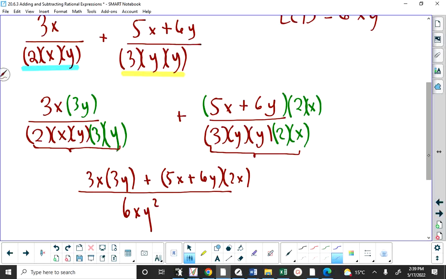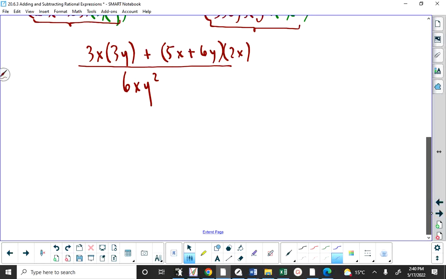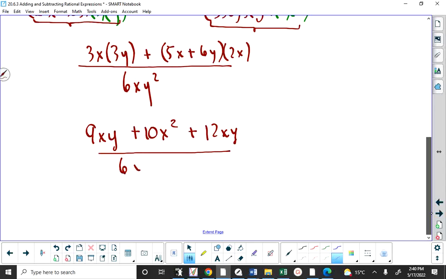The golden rule here now is you multiply out and simplify the numerator, but you're doing so in the hopes that when you get to the end of that simplification, you can factor it. Okay, but you can't see if it's factorable until you clean this mess up. 3y times 3x is 9xy. 5x times 2x is 10x squared. 6y times 2x is 12xy. Double check those. This is over 6xy squared.